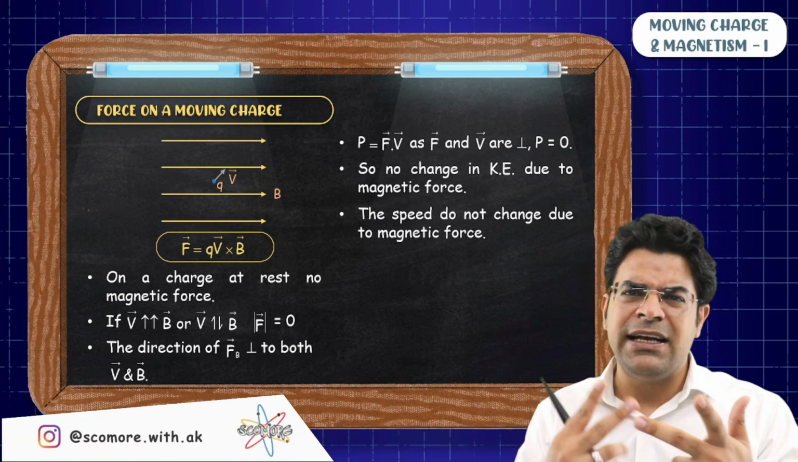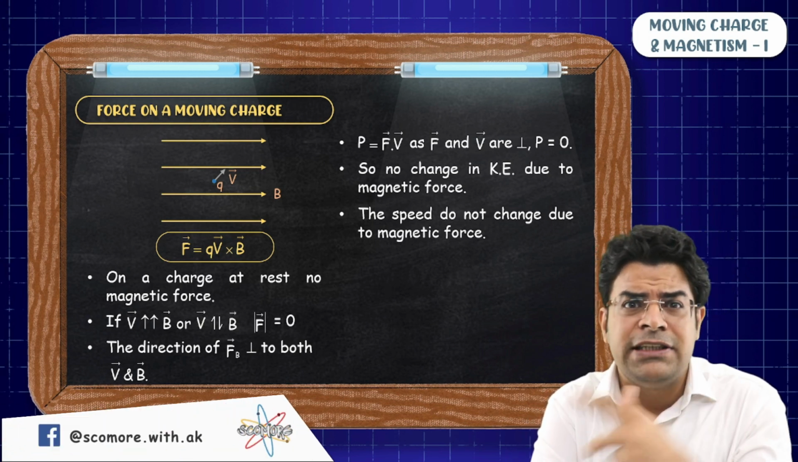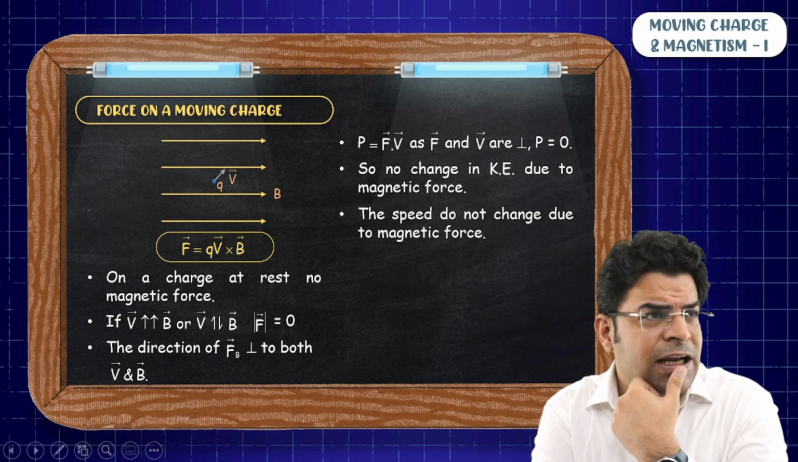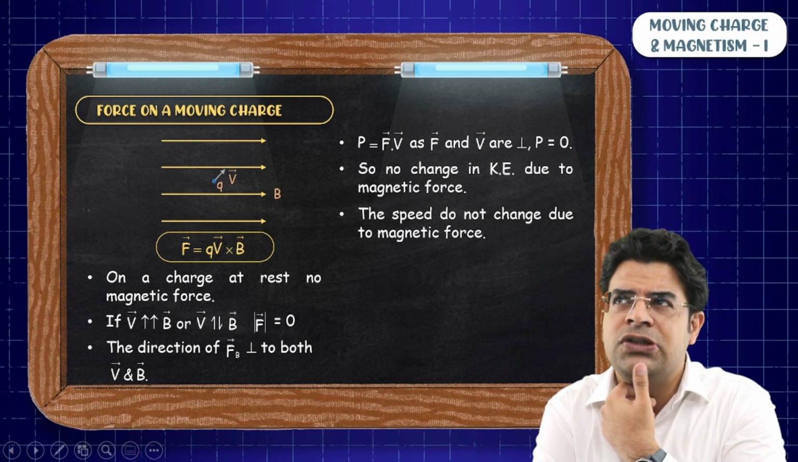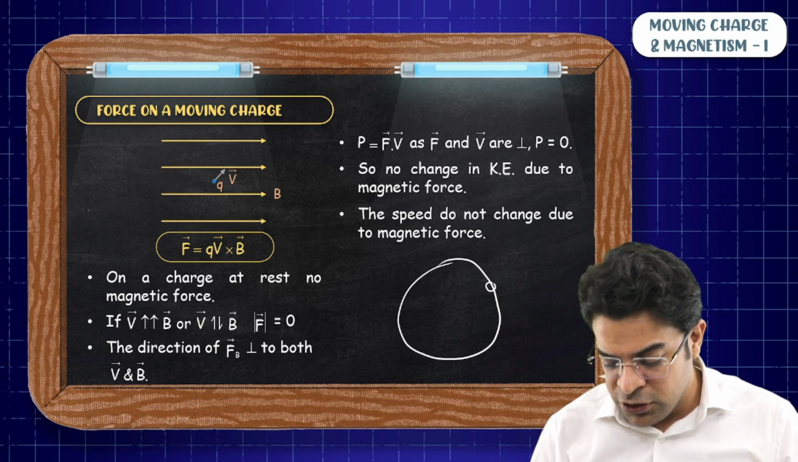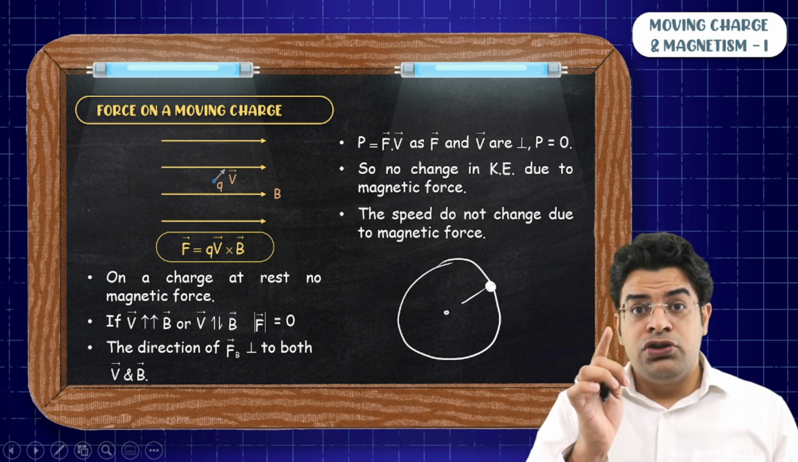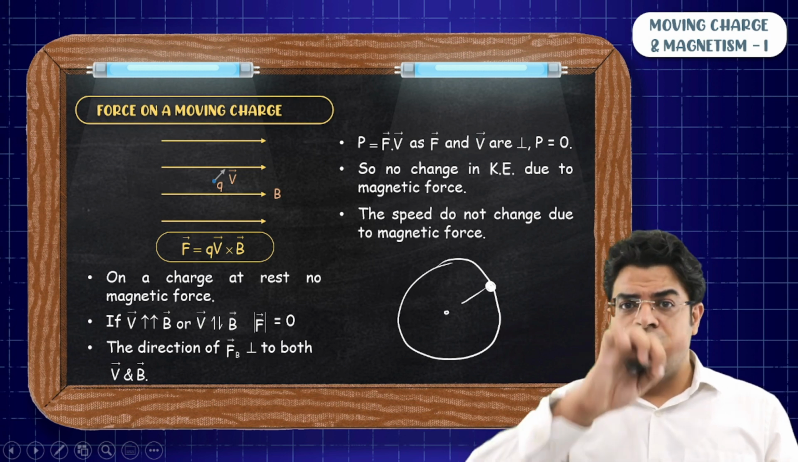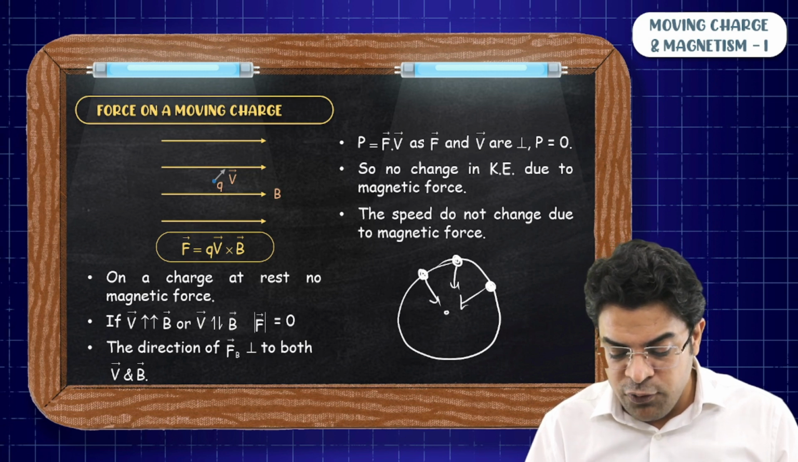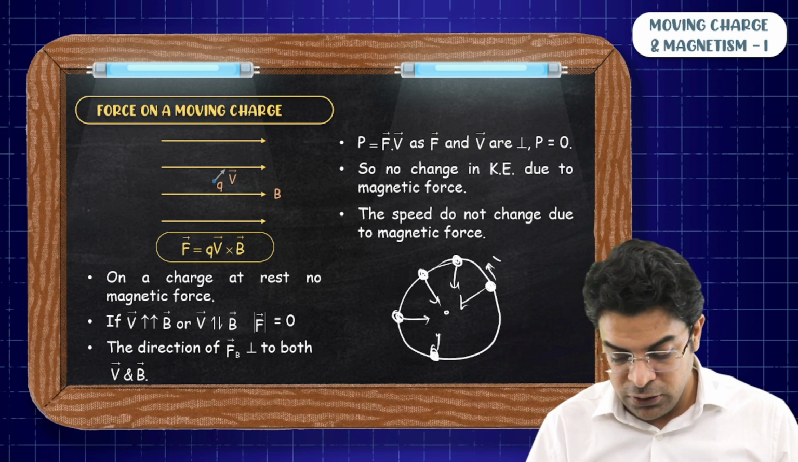But force is acting and speed is constant. Have you ever seen any motion in which a force is acting but the speed is constant? Uniform circular motion. When a particle performs uniform circular motion, we know that the speed remains constant. But so as to make the particle perform uniform circular motion, there always has to be a force towards the center. Without a force towards the center, the particle won't perform uniform circular motion.